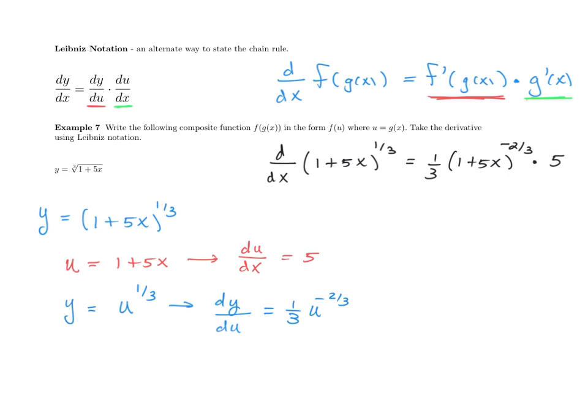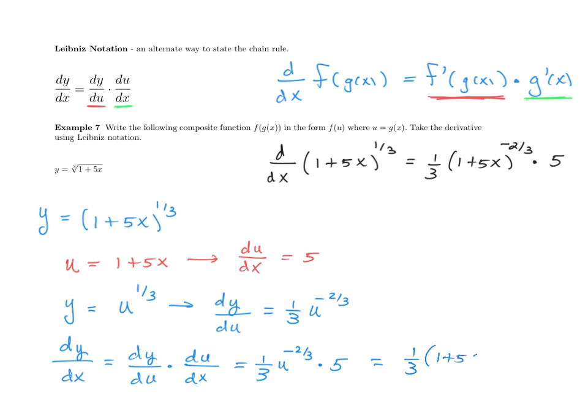Written in this notation, if you want to take the derivative of y with respect to x, it's the product of these two things. That is dy dx, it's equal to dy du times du dx. And we just computed both of those things. Dy du is 1/3 u to the negative 2/3. Du dx is 5. If you want your answer completely in terms of x, you can resubstitute 1 plus 5x in place of u. And that gives you 1/3 times 1 plus 5x to the negative 2/3 times 5.